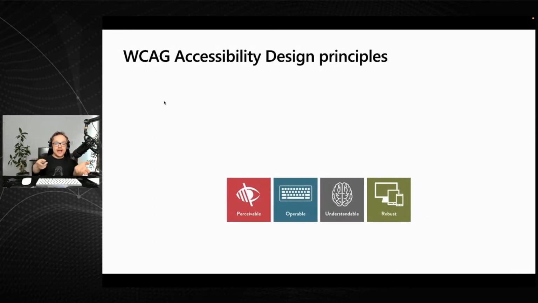So how do we also define accessibility? We use the WCAG, the Web Content Accessibility Guidelines principles. And it's perceivable, operable, understandable, and robust. So perceivable, can you see it?